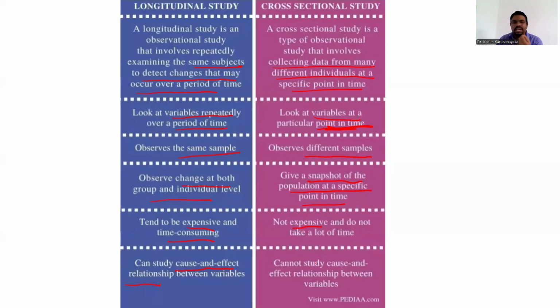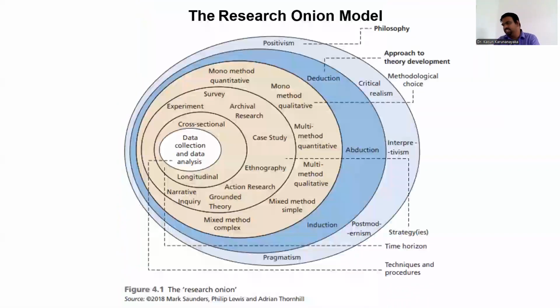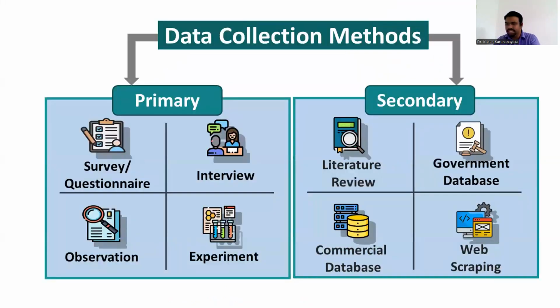And mostly, if you are doing a 1-year research, right? Then you need to do a cross-sectional study. But if you do a PhD, probably you can do a longitudinal study. And you cannot study cause and effect relationships very well with a cross-sectional study. So in that case, a longitudinal study is the better choice. So we discussed this. And let's quickly go through these different data collection methods.